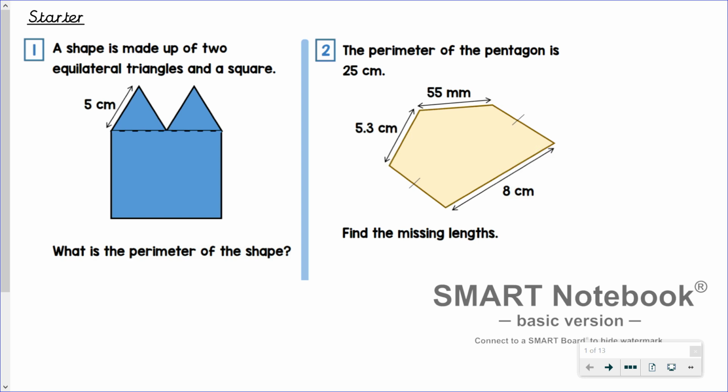But first, we need to get ourselves warmed up. So here you have two questions. They're linked to what we've been doing last week. I would like you to just take what we've learned and apply it, thinking logically about it. So if you could have a look at these questions, pause it and have a go for me in your home learning books, that would be amazing.